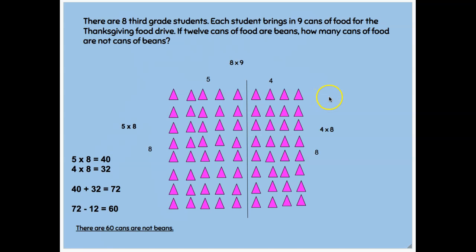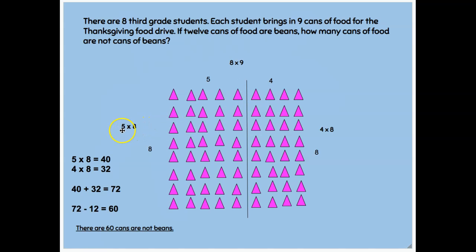Since it would take a long time to count all the objects in this array, I'm going to use the distributive property or the break apart property and make 2 smaller arrays. Since I know that it's really easy to multiply by 5, I decided to break the 9, which is a factor, into 5 plus 4.